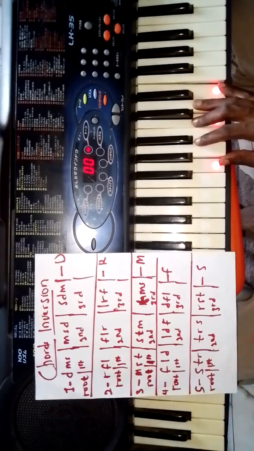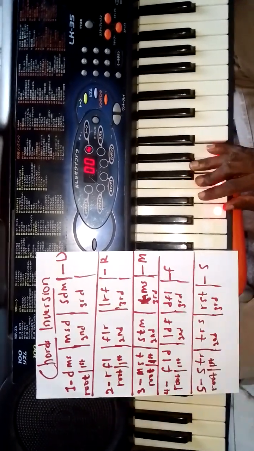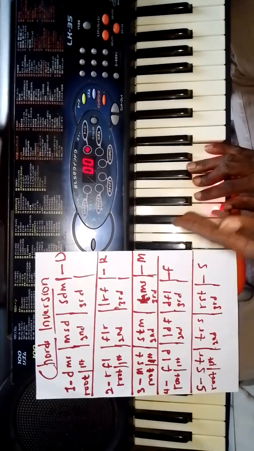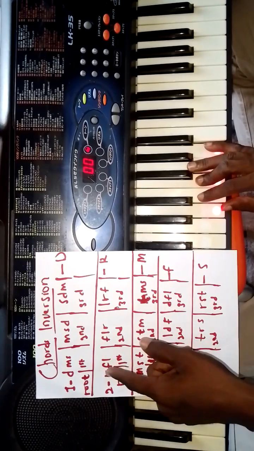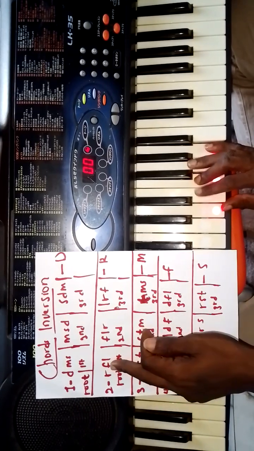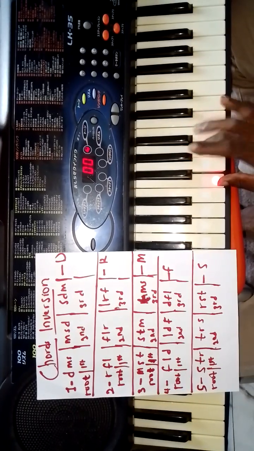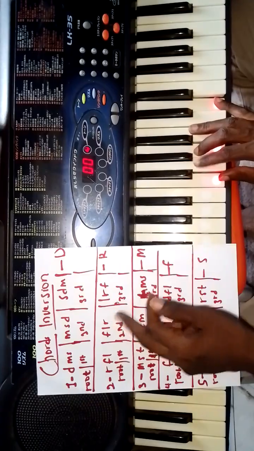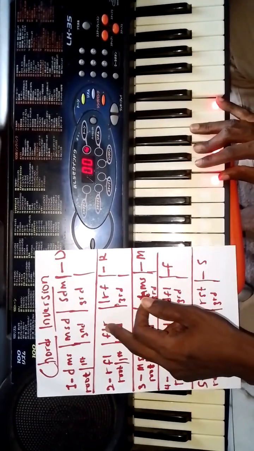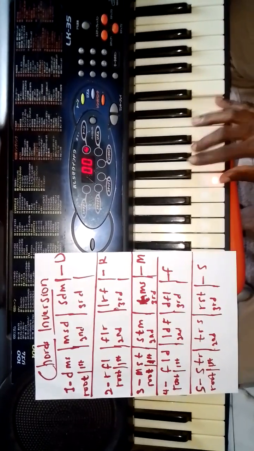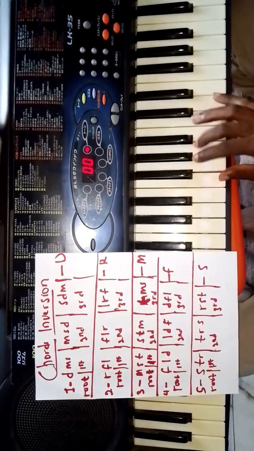So let's go to re now. Say re is 2. Re, fa, la. This is the root chord. Hope you understand this one. Right? So what will be the second inversion now? You take the second one, which is fa. Fa, la, re. Are you getting it? Say it here. Hope you get it.